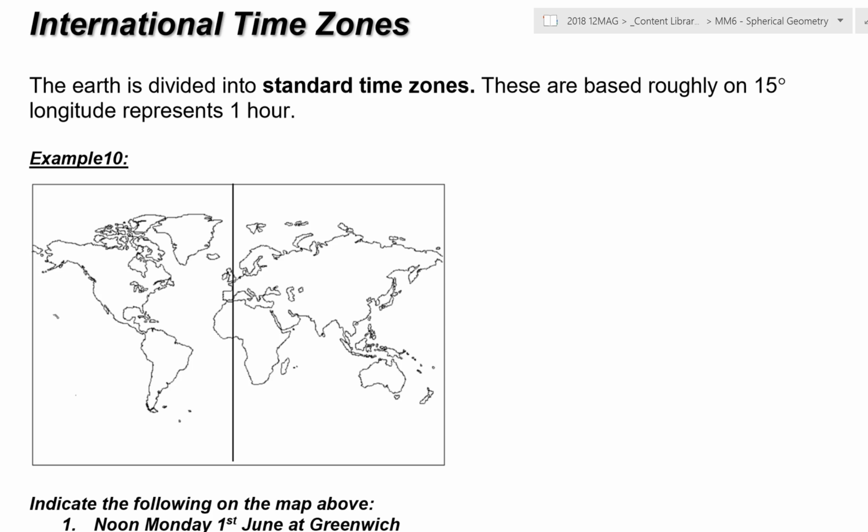This is our last video for this topic. So far we've learned about latitude and longitude, great circle distances, and local time differences. When we looked at local time, we might recall that every place with the same longitude has the same local time. Same longitude, same local time. Different longitude, different local time.